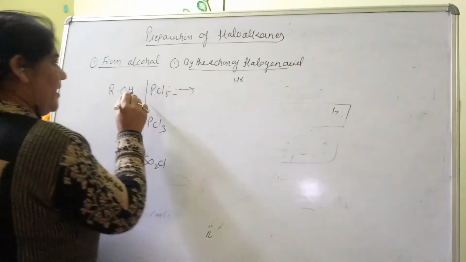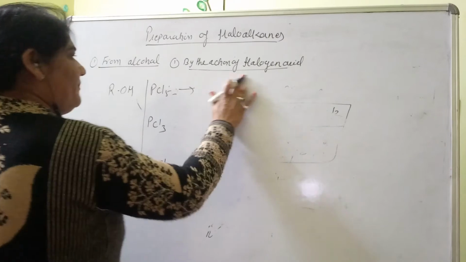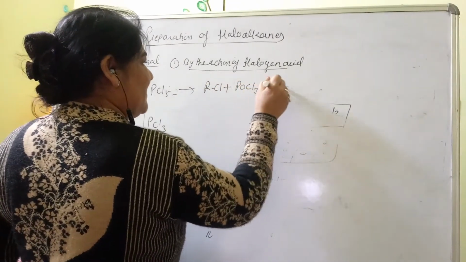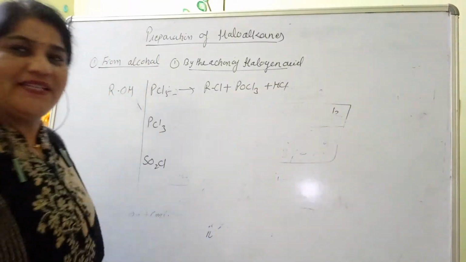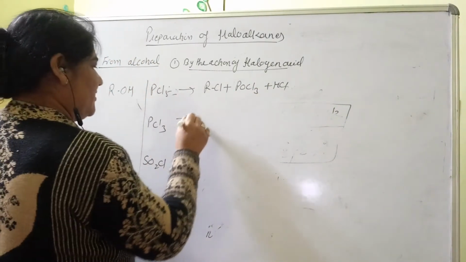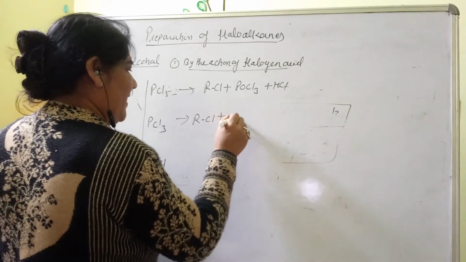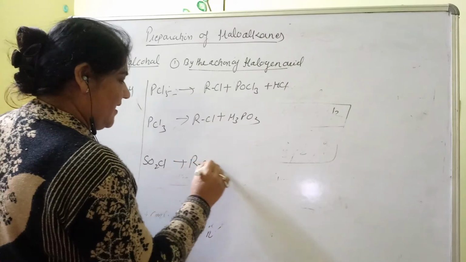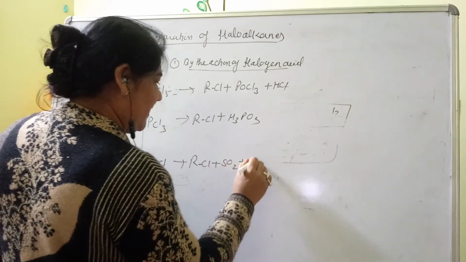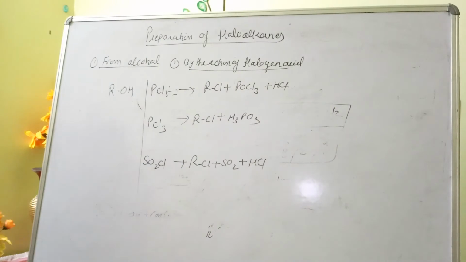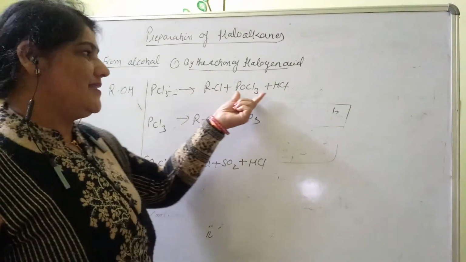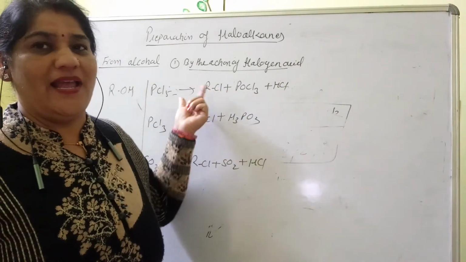Okay, what happened when alcohol reacted with PCl5? RCl is formed, then POCl3 plus HCl. It is compulsory that POCl3 plus HCl form, but with PCl3 the reaction gives RCl and H3PO3. This is the phosphorous acid. And with thionyl chloride, that is RCl plus SO2 plus HCl. This is the reaction. You have to remember that when alcohol reacts with PCl5, this is the side product and this is the main product, alkyl halide.